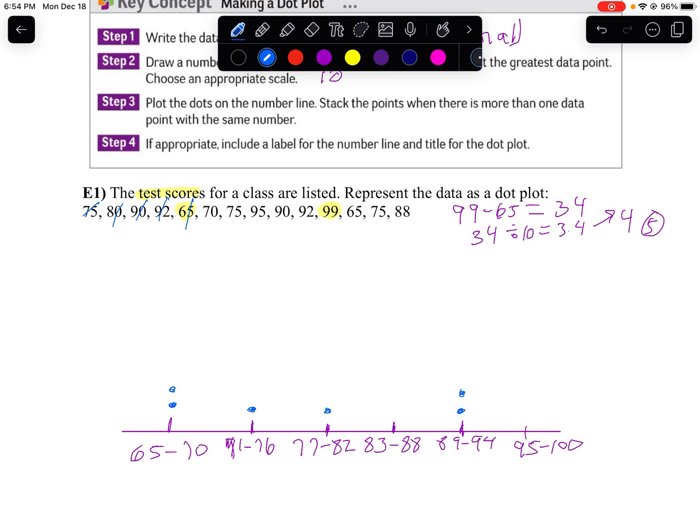70 is in my first category. 75 goes into my second one. 95. 90, that'll go from 89 to 94. 92, that'll go from 89 to 94 again. 99, I know that's my top, that's my biggest one. 65, 75, and 88.